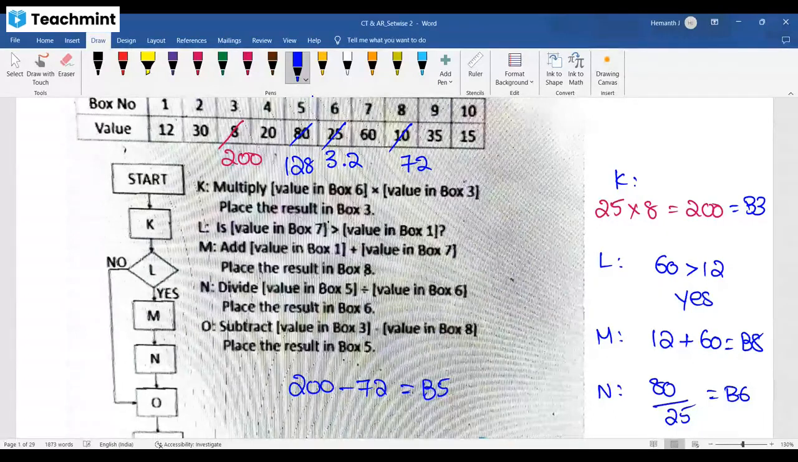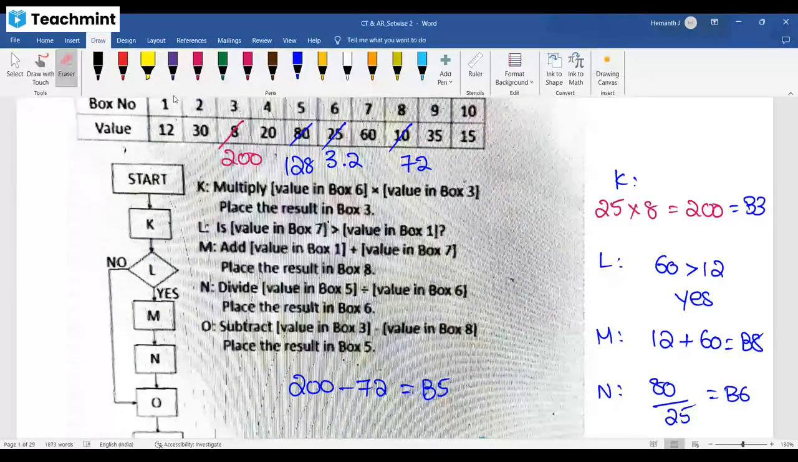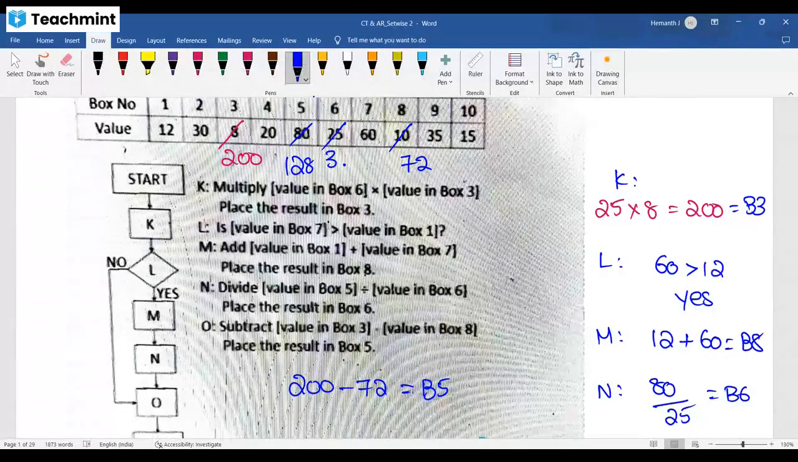Again, they generally ask, one question is, which box has the lowest value? Which box has the highest value? That's one of the definite questions we'll get. So guys, what's your answer for that? Which is highest, which is lowest?